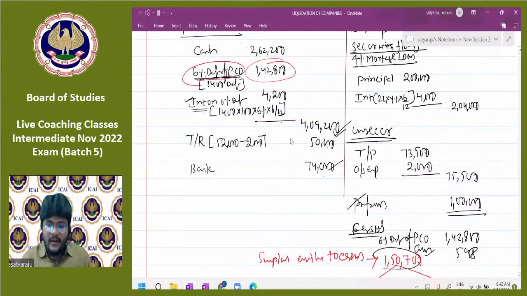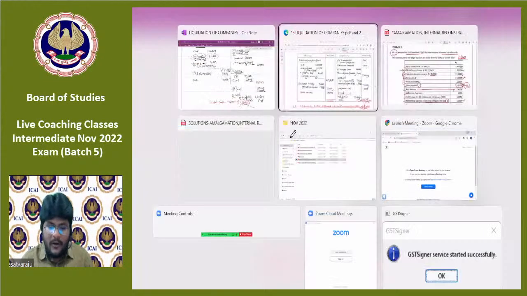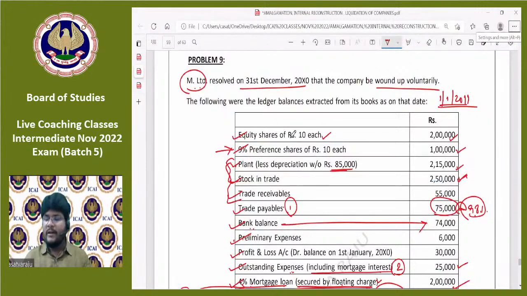That's it, guys. This is the end of problem number 9. Now let me know, guys, if you have any doubts in this problem quickly. Before proceeding further, if you have any doubts in this, please let me know.